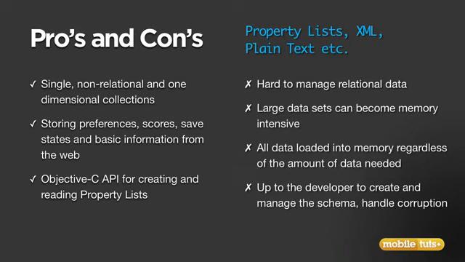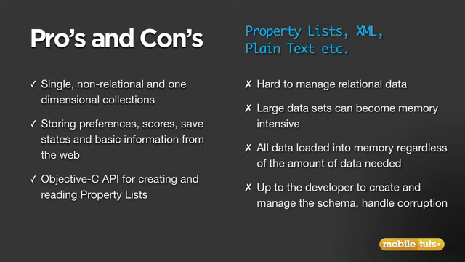So the pros and cons of property list, XML, and plain text documents. So precompiled or archived documents. These are great for single and non-relational or one-dimensional collections, meaning if you only have one type of data that is very easy to separate out, there's not a lot of fuss around it, very small total data size, then this would be perfect. Storing preferences, scores, save states, and basic information from the web are what these are commonly used for in applications.